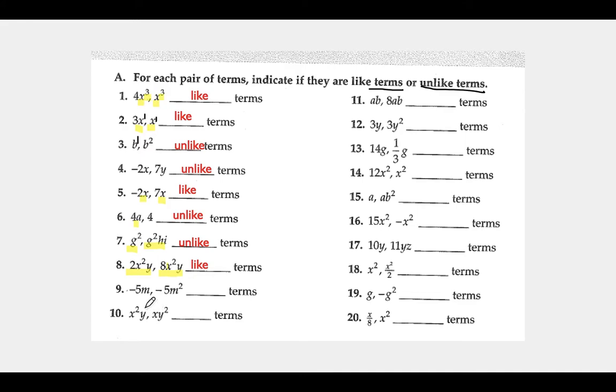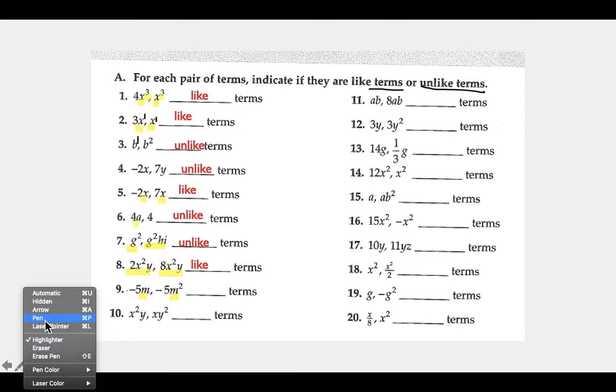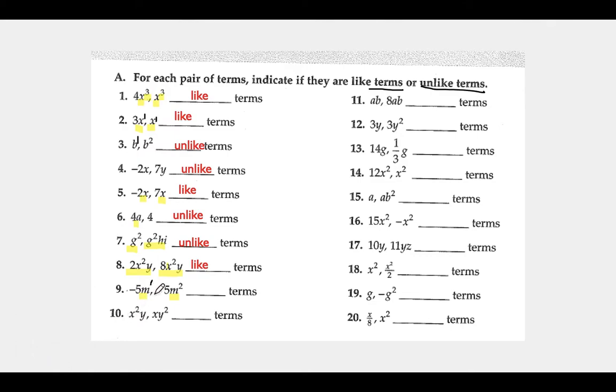Okay. Number 9, be careful with number 9. Even though they have the same variable, again, they do not have the same exponents. One exponent is 1, the other exponent is 2. So again, I'm going to say that this is unlike terms.